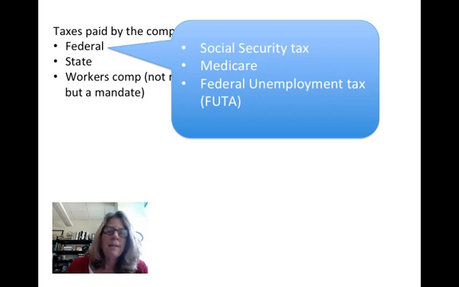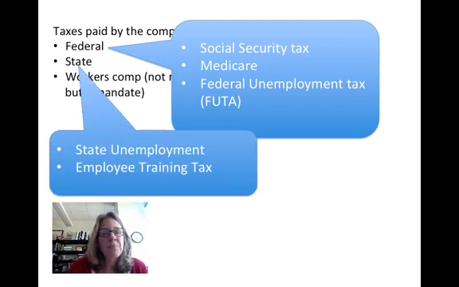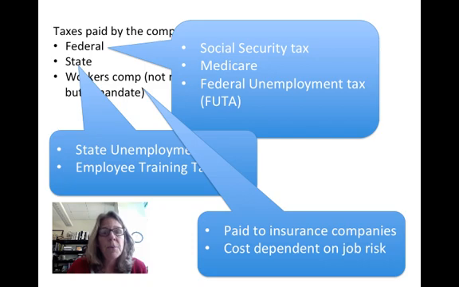For the federal tax, there are three different kinds of taxes that you pay through the federal government. The first is Social Security tax, the second is Medicare, and the third is federal unemployment tax. For state, you pay state unemployment tax and employee training tax, two more, and this is for the state of California. If you are employed in other states, there might be other taxes. And then workers' comp is paid to an insurance company. It's like an insurance policy, and it's dependent on the risk of the job. But again, it's mandated by the state, so it's often considered a tax.